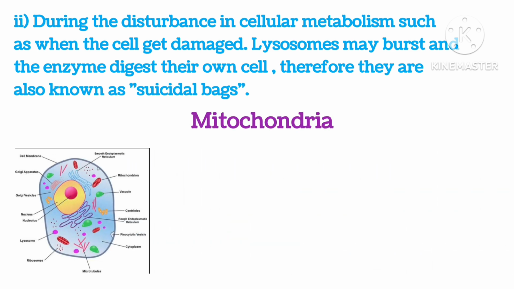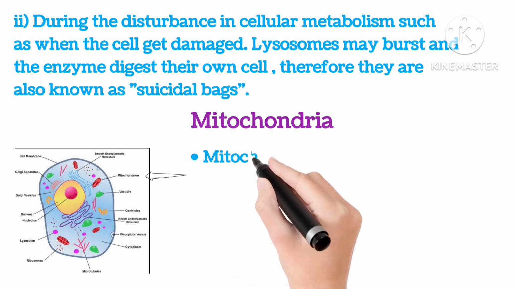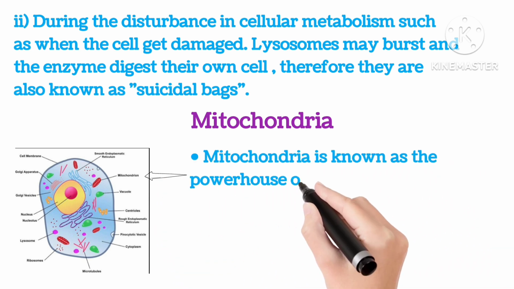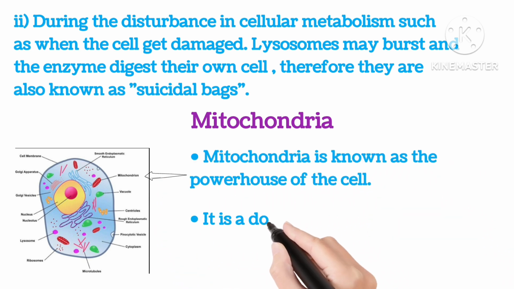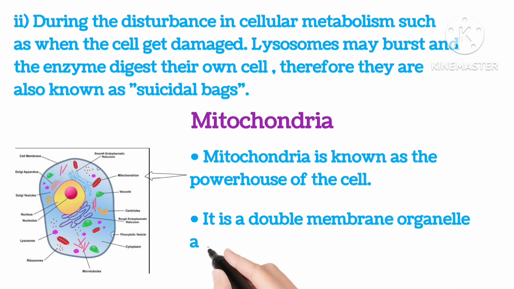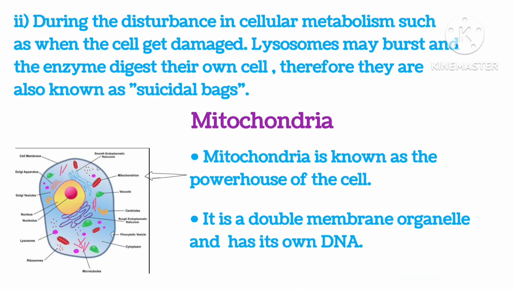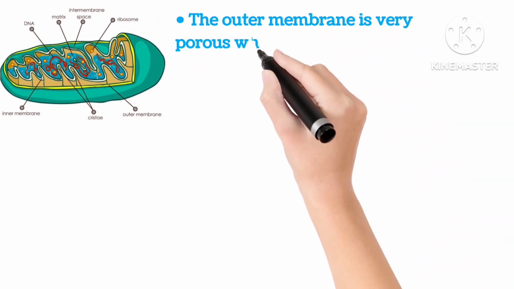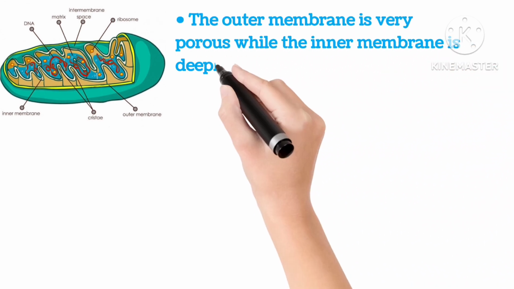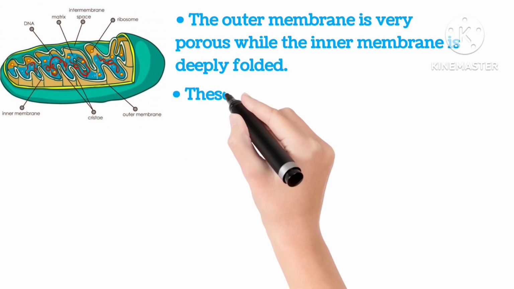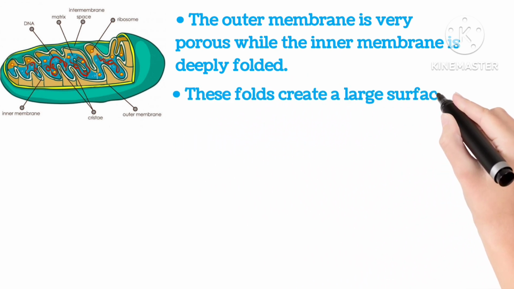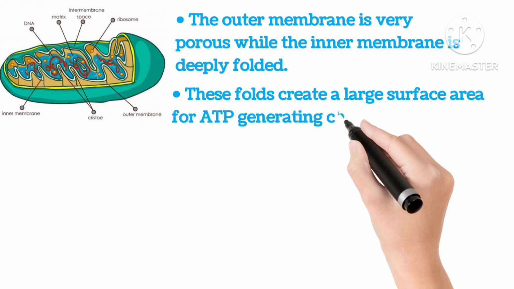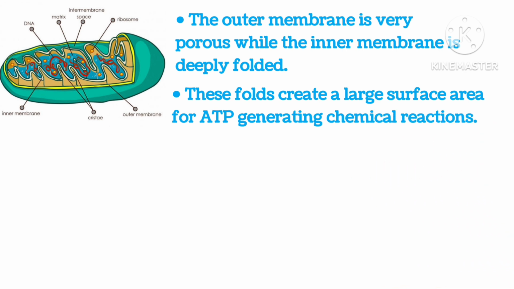Next is mitochondria. You can see over here the mitochondria in the cell. It is also known as the powerhouse of the cell. It is a double membrane organelle and has its own DNA. This is the picture of a mitochondria. The outer membrane is very porous while the inner membrane is deeply folded. These folds create a large surface area for ATP generating chemical reactions.